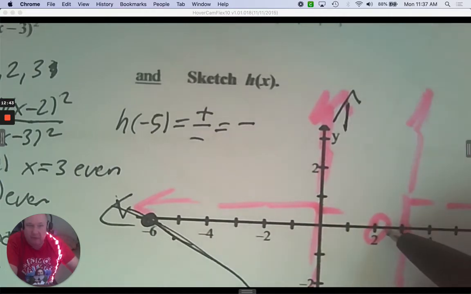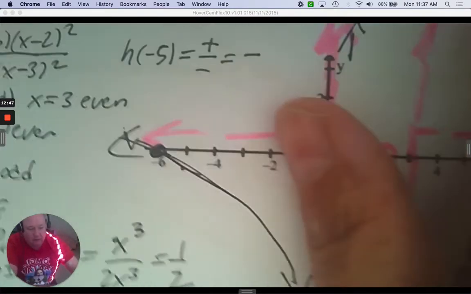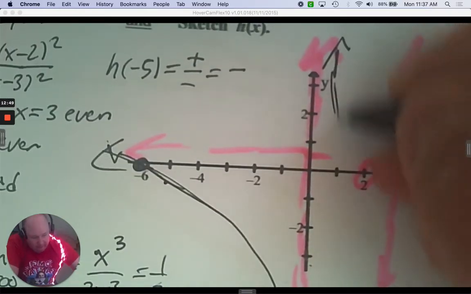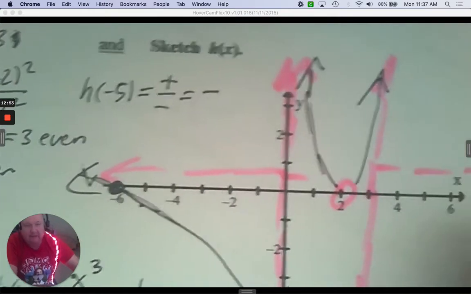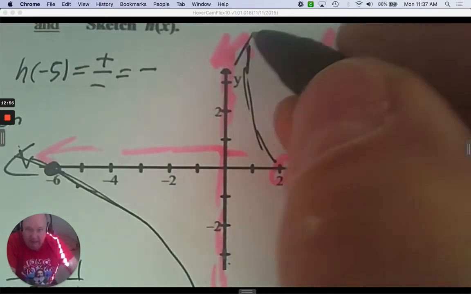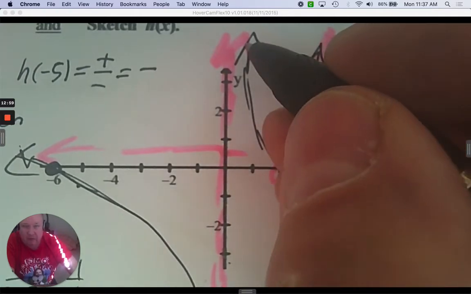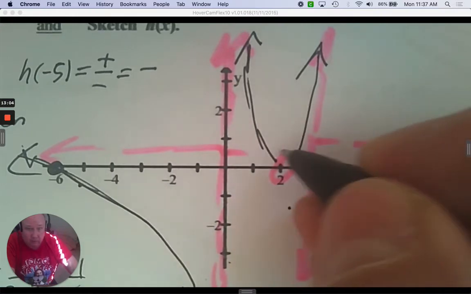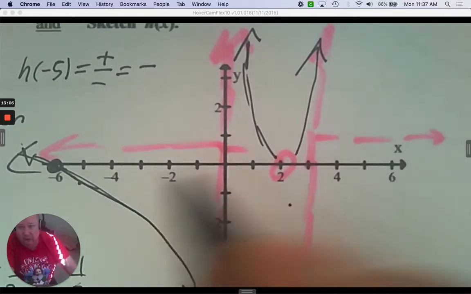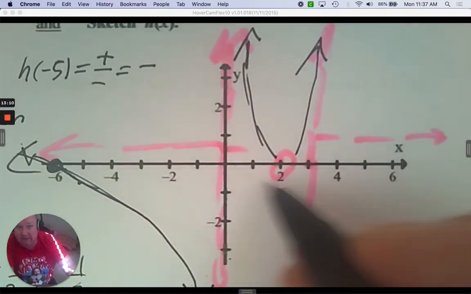The behavior at the hole is even. So as it approaches the hole, it's not going to cross over. It's going to touch the hole and then go back up again. And again, the behavior at the vertical asymptote is either going to go up forever or down forever. So it's not going to cross over at the hole. Don't worry that it crosses the horizontal asymptote. The horizontal asymptote is only for the end behavior. In the middle, it can definitely touch and cross over.